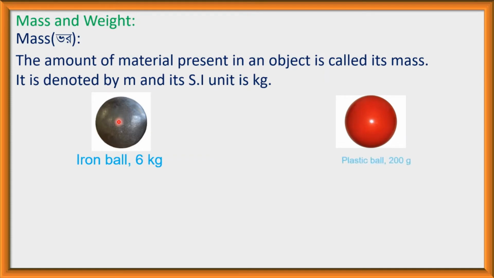And here plastic ball, and it is 200 gram. So, the amount of plastic in this ball is 200 gram. That means the 200 gram plastic is needed to make this ball. So, its mass is 200 gram, that is amount of plastic. So, amount of material present in an object is the mass of the object.